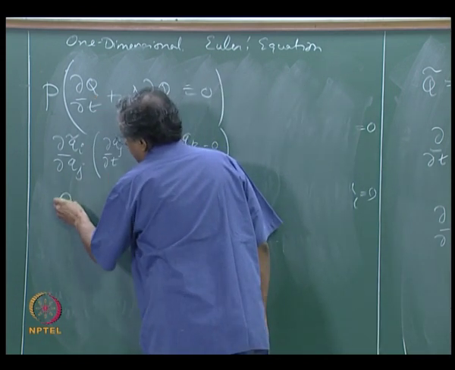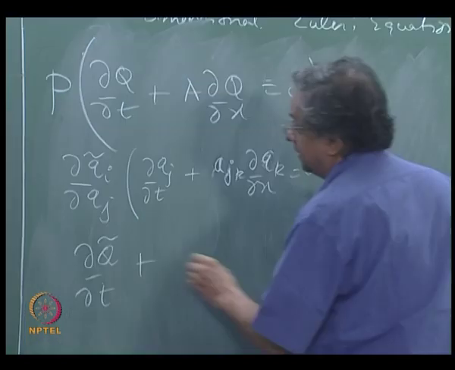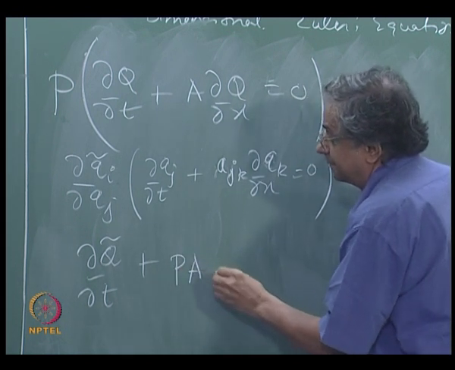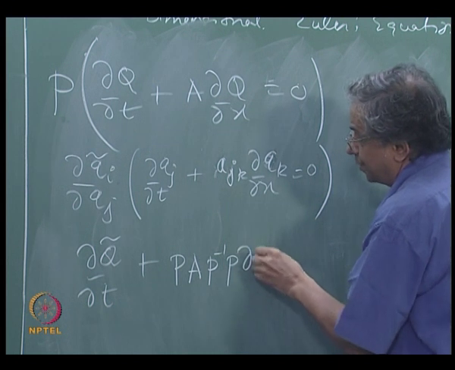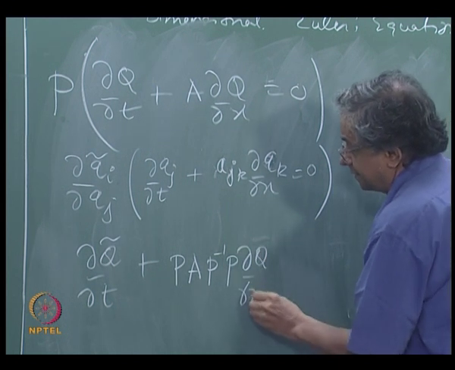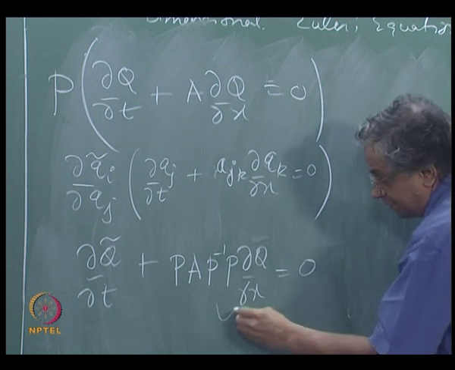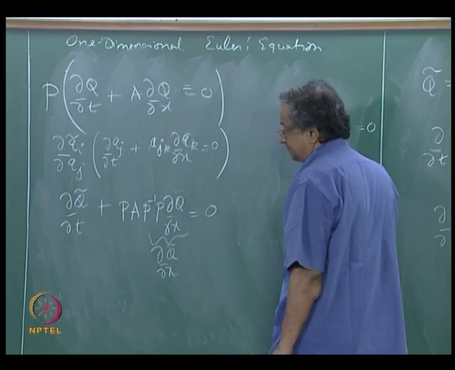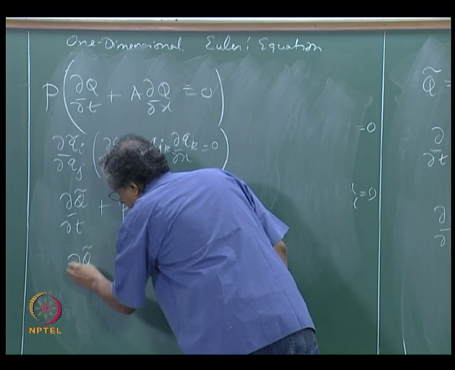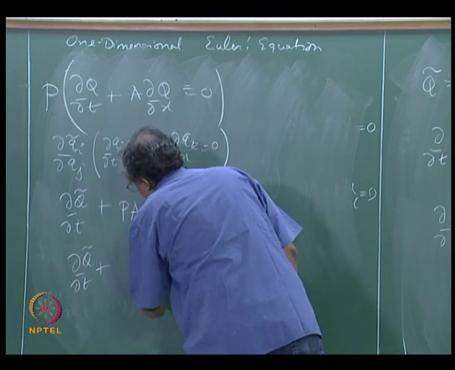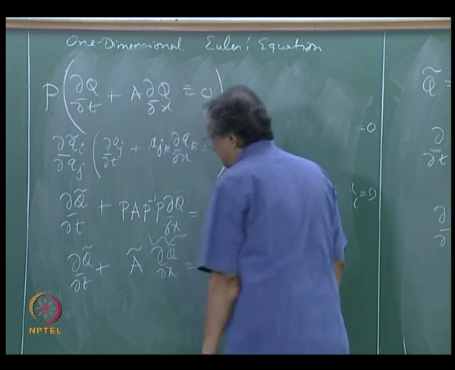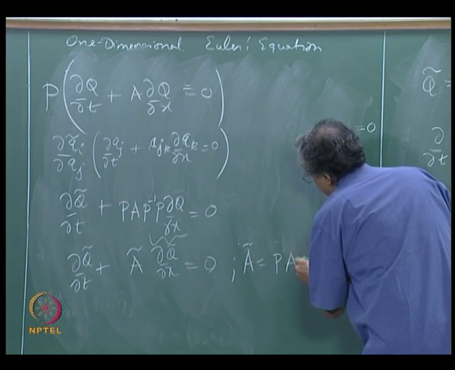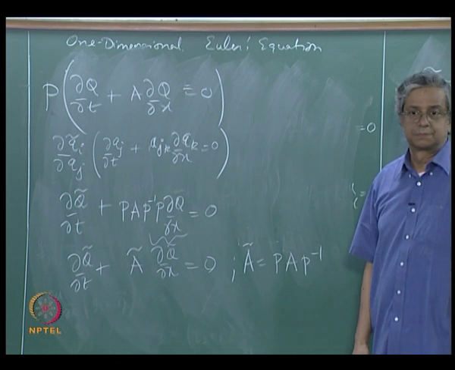So what will this give me? Dou q tilde by dou t plus, what do we do here, P inverse P dou q tilde by dou q dou q by dou x equals 0. This of course gives me dou q tilde by dou x. So this should be dou q tilde by dou t plus A tilde dou q tilde by dou x equals 0, where A tilde is P inverse. Is that fine, everyone?